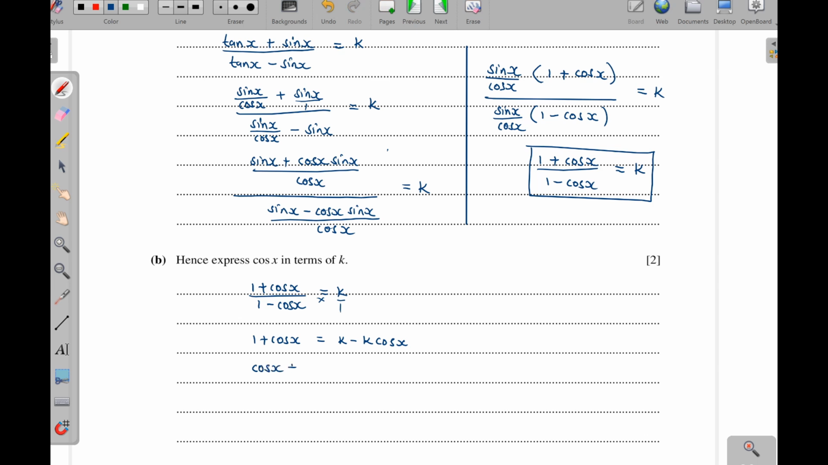So cos x plus k cos x is equal to k, then take the 1 this side, that will be a minus 1. Then I'm going to factorize out the cos x. That means here I have a 1, and here I'm left with the k, which is equal to k minus 1. So our cosine of x is going to be k minus 1 over, because you are going to divide all through by this, 1 plus k, which I can write as k plus 1. And that is going to be the answer.